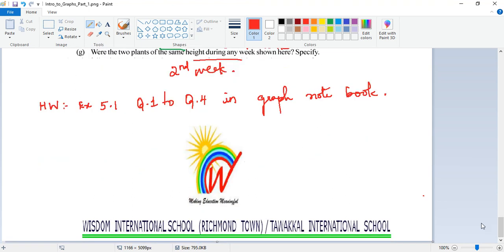Now you complete this. You can do it in your graph notebook or your classwork, anything is fine here. This first exercise you can do in anything, but graph will be better because the other exercises you have to do in graph only. So this whole chapter you can maintain in the graph notebook.